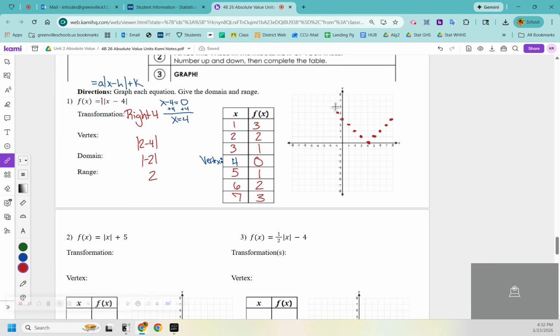You can use your points to plug it in if you're having trouble. Try your best. Use your points, connect them, something like that. Okay.